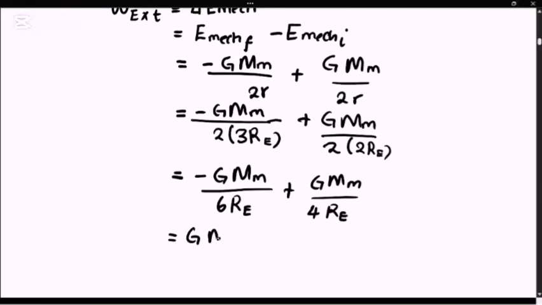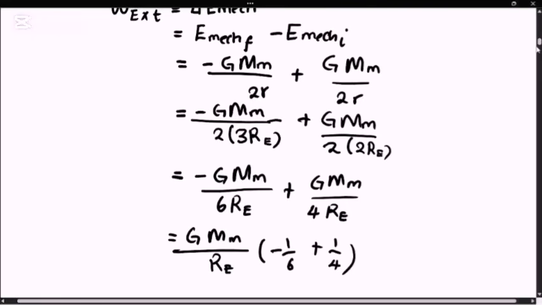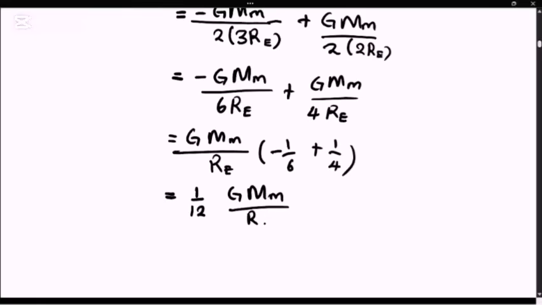So from here, you can take out your GMm all over Re, which you will be left with negative 1 all over 6 plus 1 all over 4, which at the end, if you press your calculator, it must give you GMm all over 12Re, which is the work required to move an Earth satellite from the first orbit to the second orbit.